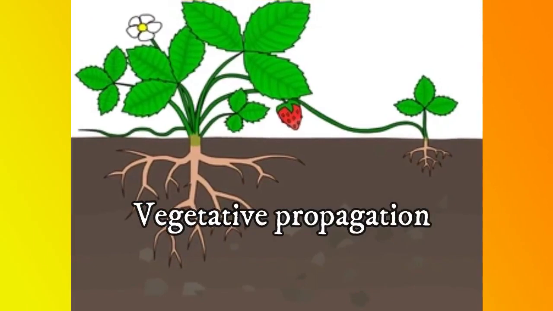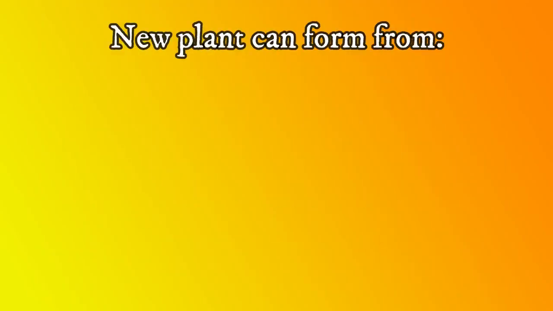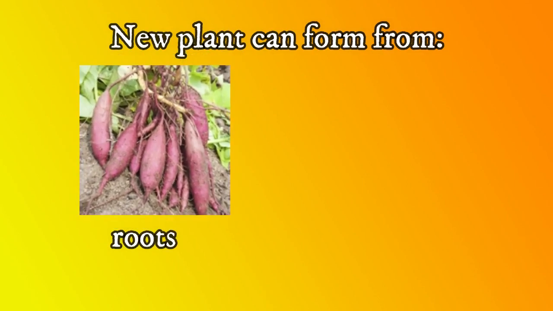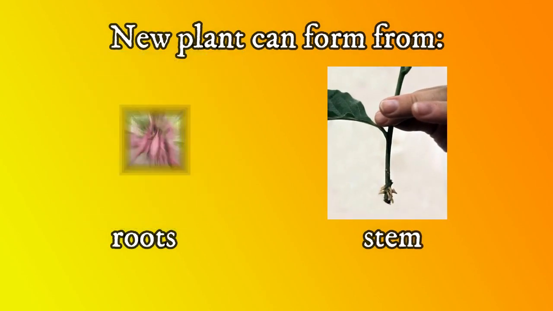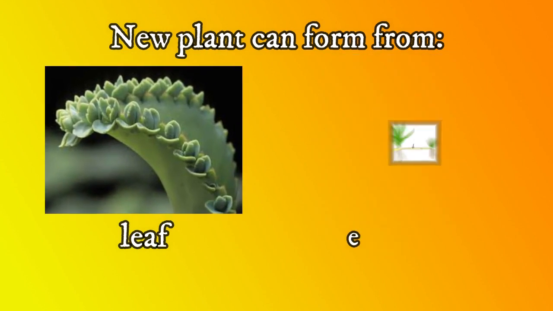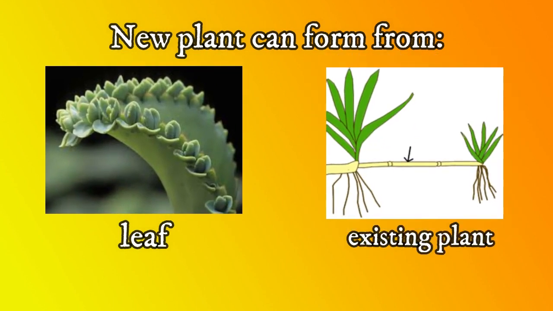Vegetative propagation is a mode of asexual reproduction in plants where a new plant can form from roots, stem, or leaf, or an already existing plant.